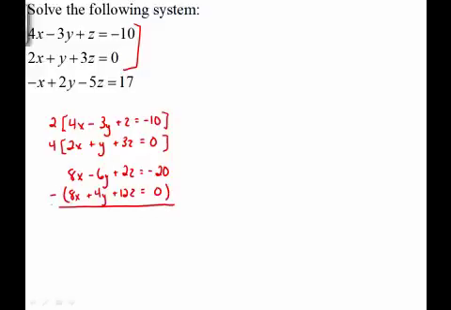Subtract, again, remember to subtract the entire bottom. So the x's cancel. Negative 6 minus 4 is negative 10y. 2 minus 12 is negative 10z equals negative 20 minus 0, negative 20. So that's one equation we're going to use. All right, now pair up another 2. I'll take those 2 this time. I could have taken the first and third if I wanted to, but I'm just going to take those 2, and we're going to do the same exact thing.